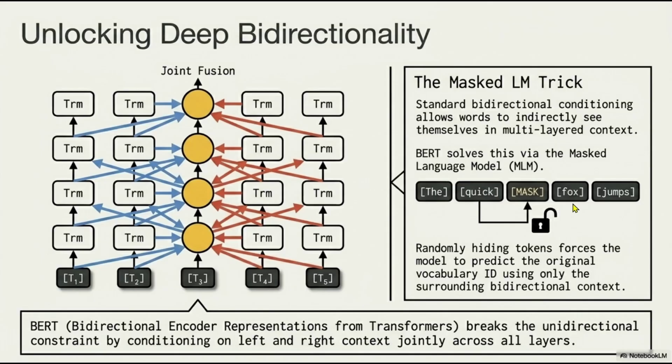BERT breaks this constraint by conditioning on left and right context jointly across all layers to prevent a word from seeing itself in a multi-layered context. BERT uses the masked language model trick by randomly hiding 15% of the input tokens. The model is forced to predict the original vocabulary ID using only the surrounding bidirectional context.